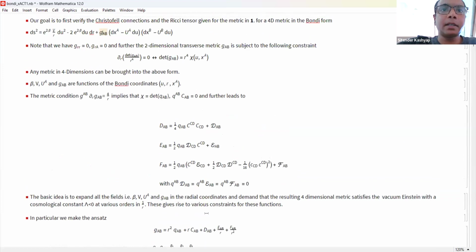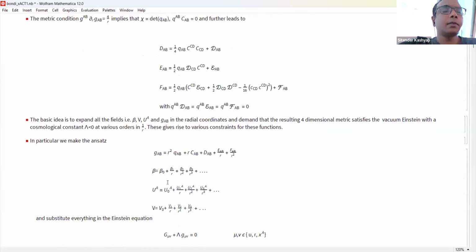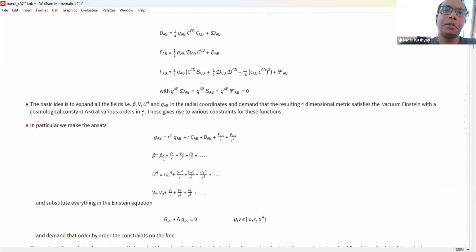So we expanded the metric like this. What about the other fields? For the other fields also, as Amitabh has mentioned, we will expand them in powers of 1 over r. So for example, beta is beta naught plus beta 1 upon r, beta 2 upon r squared, beta 3 upon r cubed, and so on. Similarly, UA can be expanded as U0A, U1A upon r, U2A upon r squared, and so on. Finally, V can also be expanded in powers of 1 over r: V0, V1, V2, V3, etc.